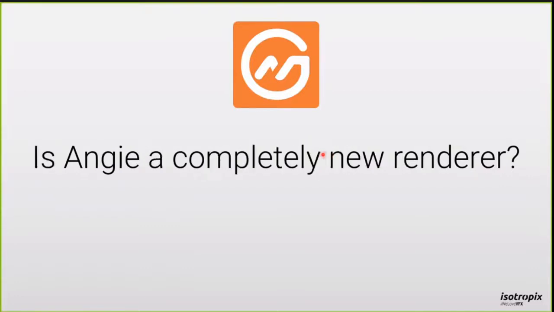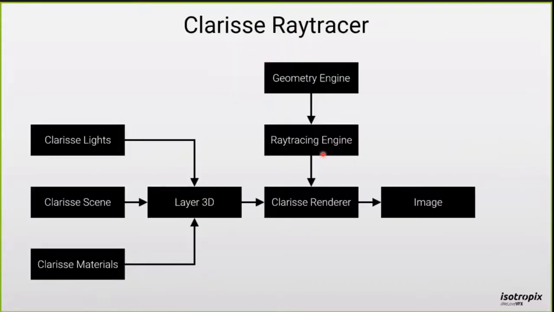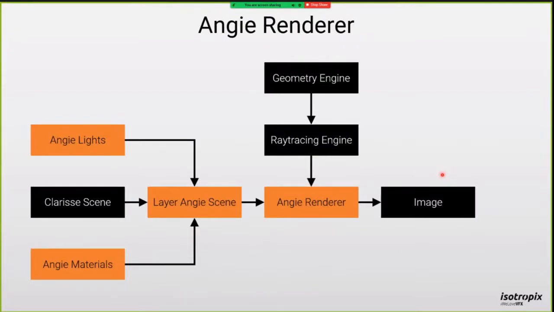So is Angie a completely new renderer? So not really. Here it's basically a breakdown of the Claris renderer. And as you can see in here, we have what we call the geometry engine and the ray tracing engine. That is the source of what the Claris renderer is using. And then we have Claris lights, Claris scenes, Claris materials, the layer 3D that you guys are using to render your images, and then it's plugged to the renderer that creates an image. So for Angie renderer, what's new?